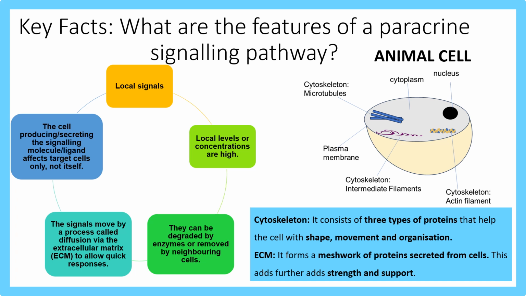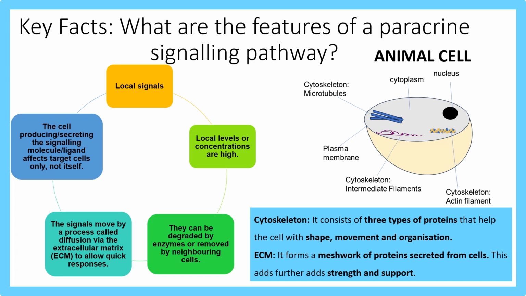The cytoskeleton consists of 3 types of proteins that help the cell with shape, movement, and organization. The first type is actin filaments, which are more round. You also have intermediate filaments, which are more of a twisted version, and you have microtubules, which are thin and long.